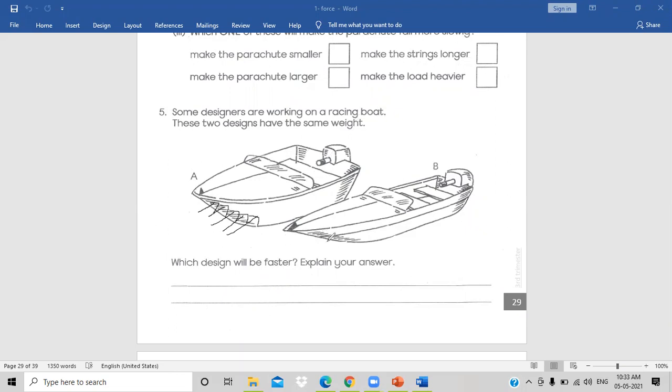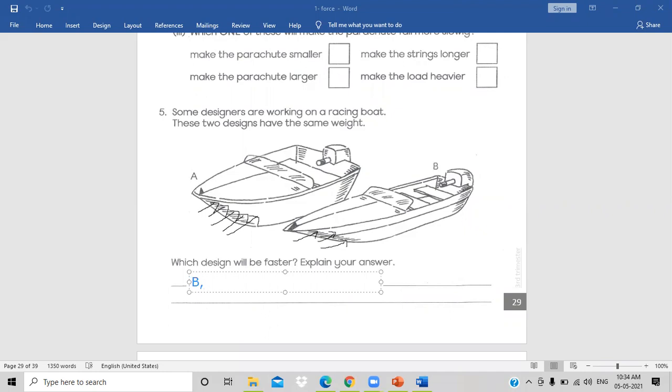Okay, but in the streamlined boat, the one that is narrow or thinner than the wide boat, you will find that the water resistance will be much less. Look at that. This way, the water resistance will be much less and the boat will be moving forward much more easily than the wider boat. Okay, so this leaves us with only answering the question, which design will be faster? According to this, of course, it will be design B.